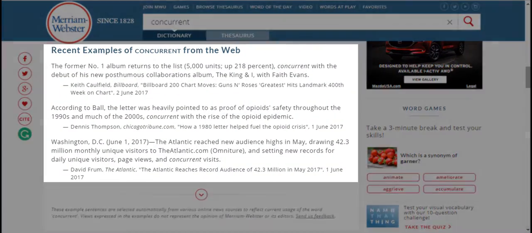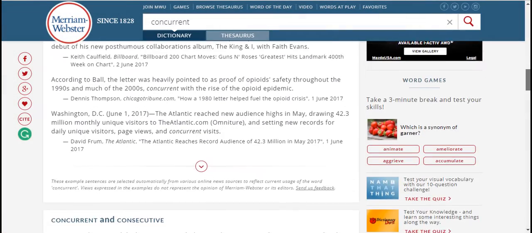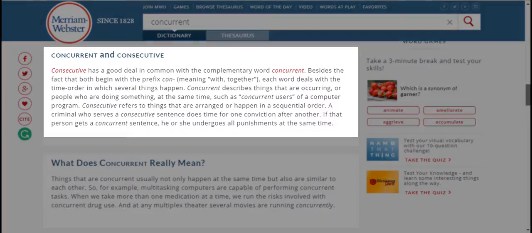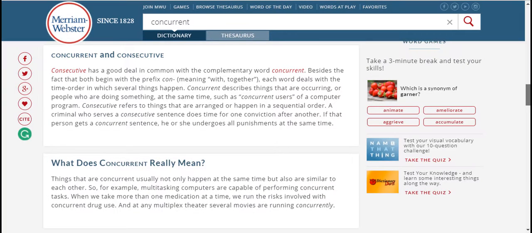Some helpful features of this dictionary's entry are examples of how it has been used in published works, and an explanation of how it is similar to and different from the related word consecutive. Both of these features can help a person better understand how to correctly use this word.